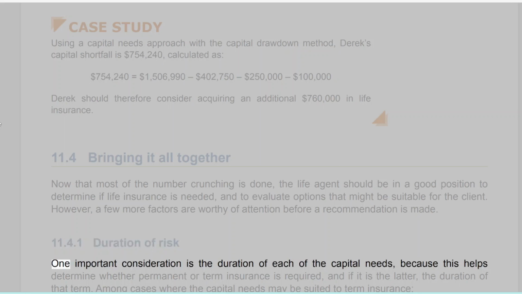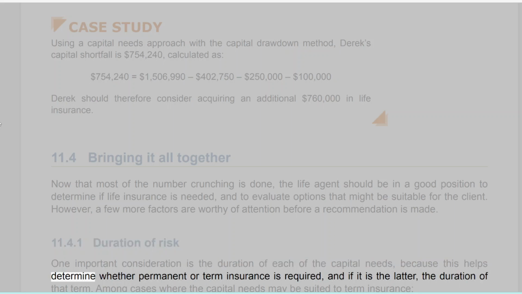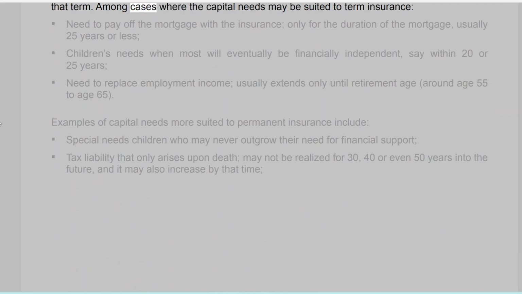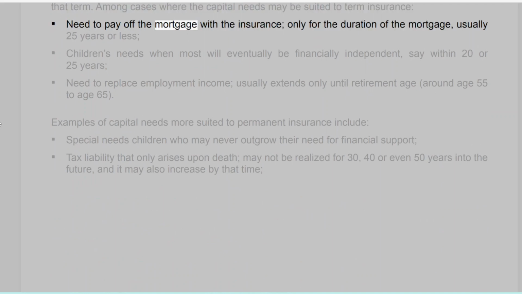1.4.1 Duration of risk. One important consideration is the duration of each of the capital needs, because this helps determine whether permanent or term insurance is required, and if it is the latter, the duration of that term. Among cases where the capital needs may be suited to term insurance: the need to pay off the mortgage with the insurance, only for the duration of the mortgage, usually 25 years or less.